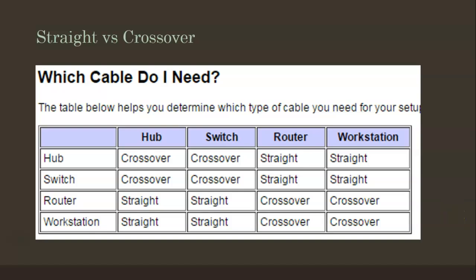So a hub to a hub needs a crossover. A switch to a switch needs a crossover. A switch to a router, well, that would be two different devices, so that would be a straight through. And a switch to a workstation, well, that is also two different devices, so that would be a straight through.